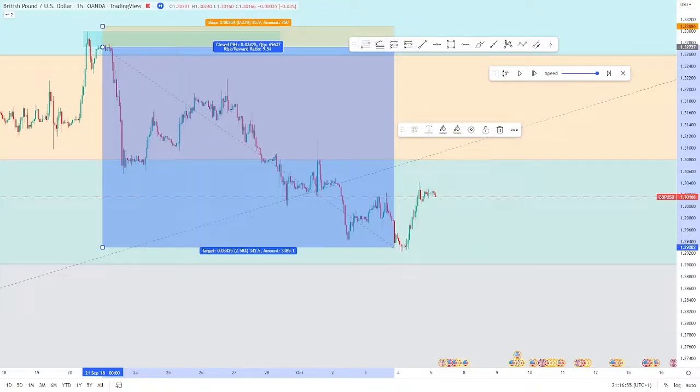So for this trade, at the end of this trade, you could put something around a 9 to 1 risk reward ratio. So it's a really good profit over here.